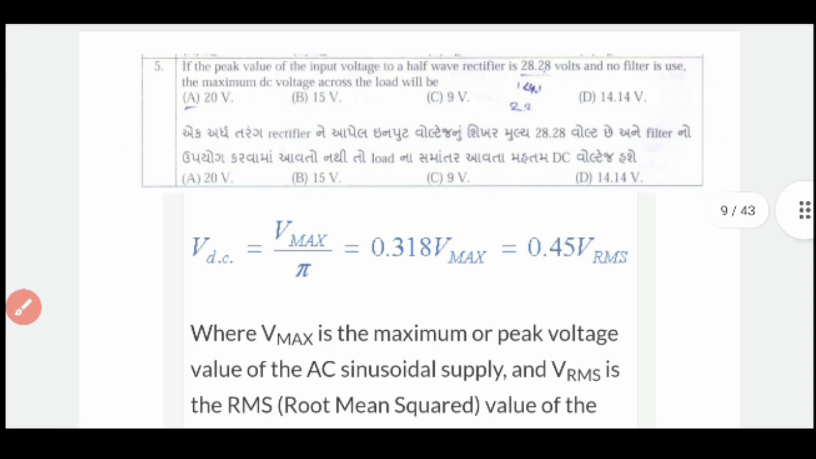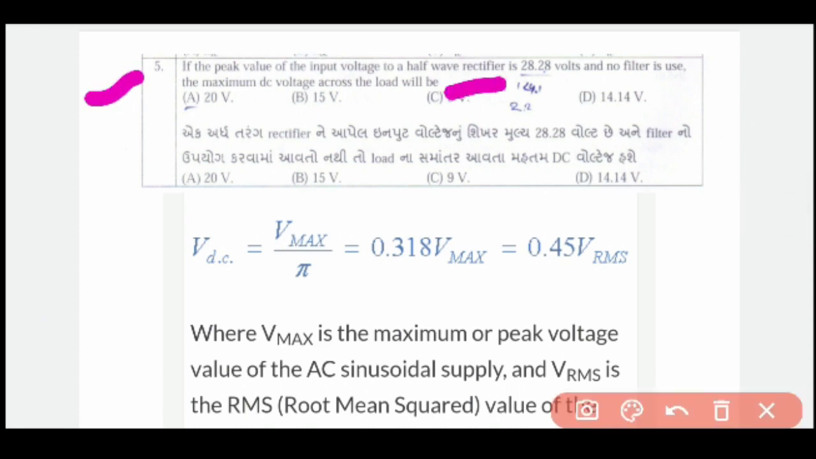Question number 5. If the peak value of the input voltage of a half-wave rectifier is 28.28 volts and no filter is used, then the maximum DC voltage across the load will be: option A is 20 volt, B 15 volt, C 9 volt and D is 14.14 volt. Then the answer is 9 volt.